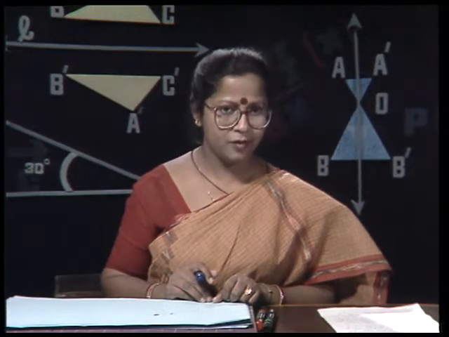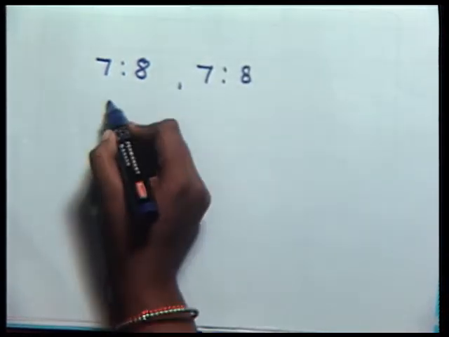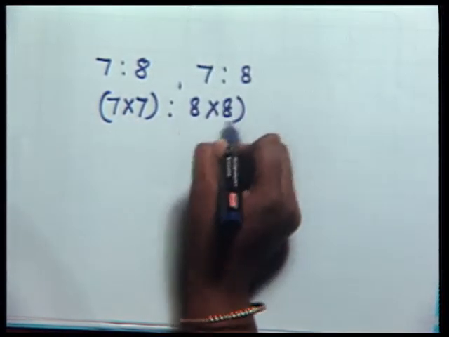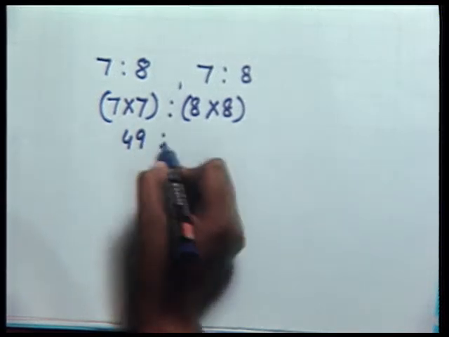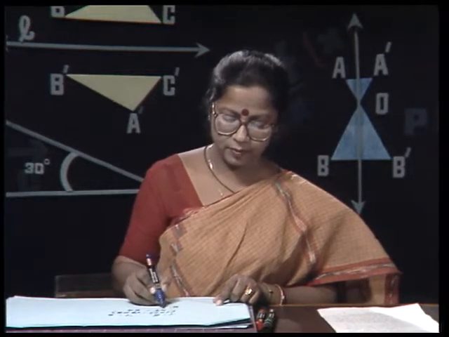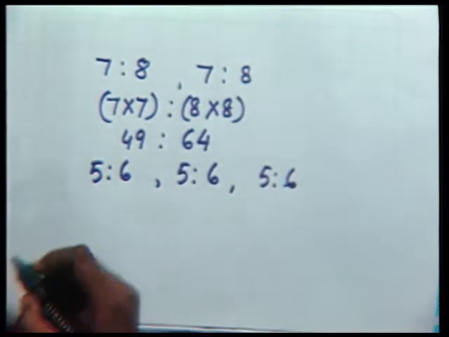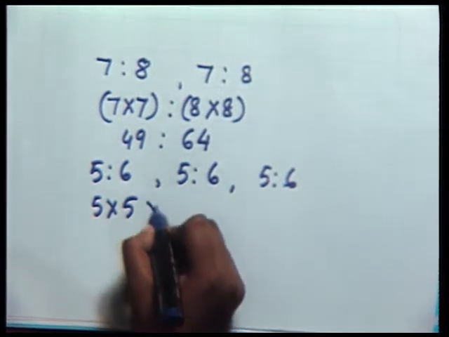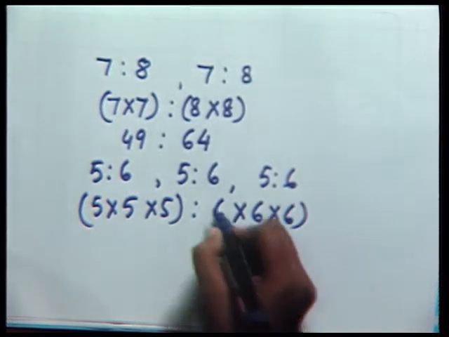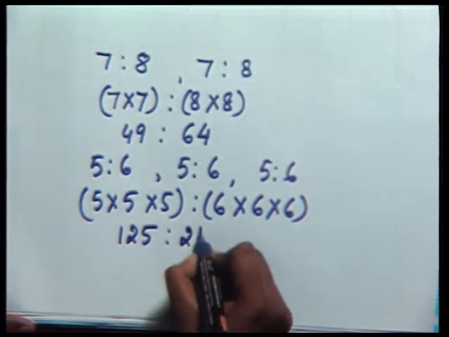is called triplicate ratio. For example, the duplicate ratio of these two equal ratios 7 is to 8 will be 7 into 7 is to 8 into 8, which is 49 is to 64, and the triplicate ratio of three equal ratios, for example 5 is to 6, 5 is to 6, 5 is to 6, is given by 5 into 5 into 5 is to 6 into 6 into 6, that is 125 is to 216.